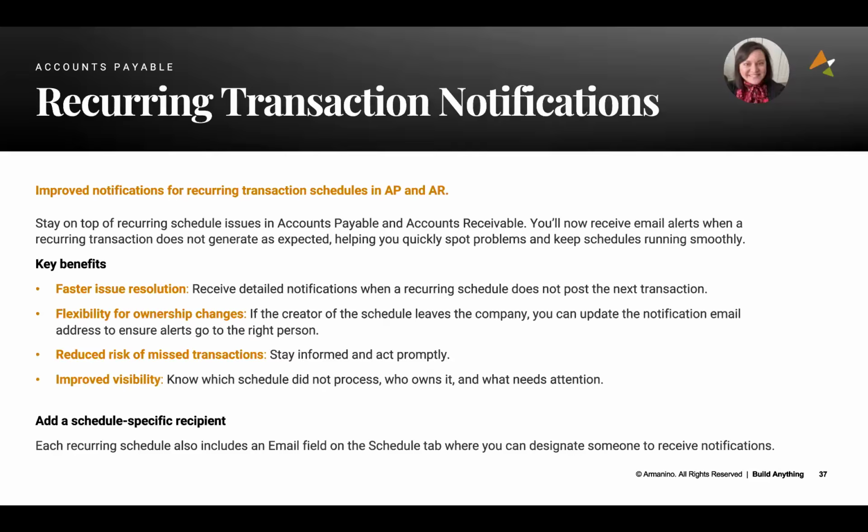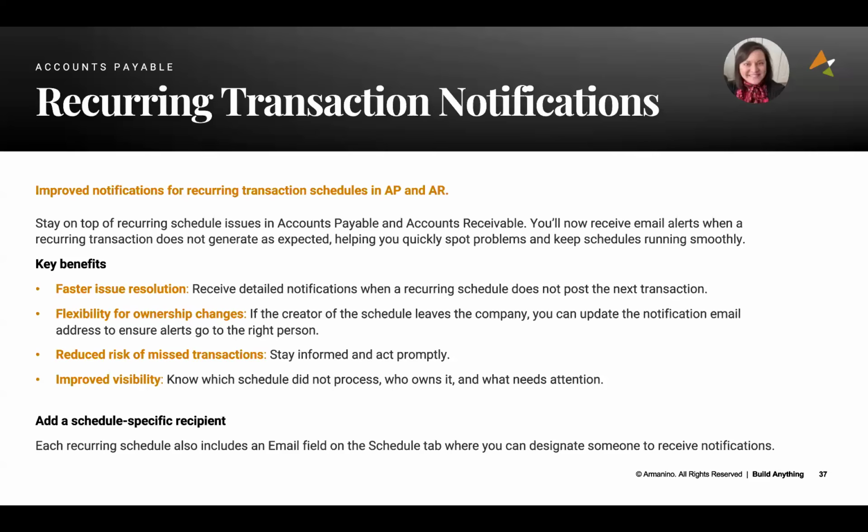The benefits include faster issue resolution. There's flexibility for those ownership changes. If the creator of the schedule leaves the company, you can update that notification email accordingly, making sure that the alert goes to the right person, be able to stay informed, act promptly, and then have that visibility. So understand and know which schedule did not process, who owns it, and what needs attention.